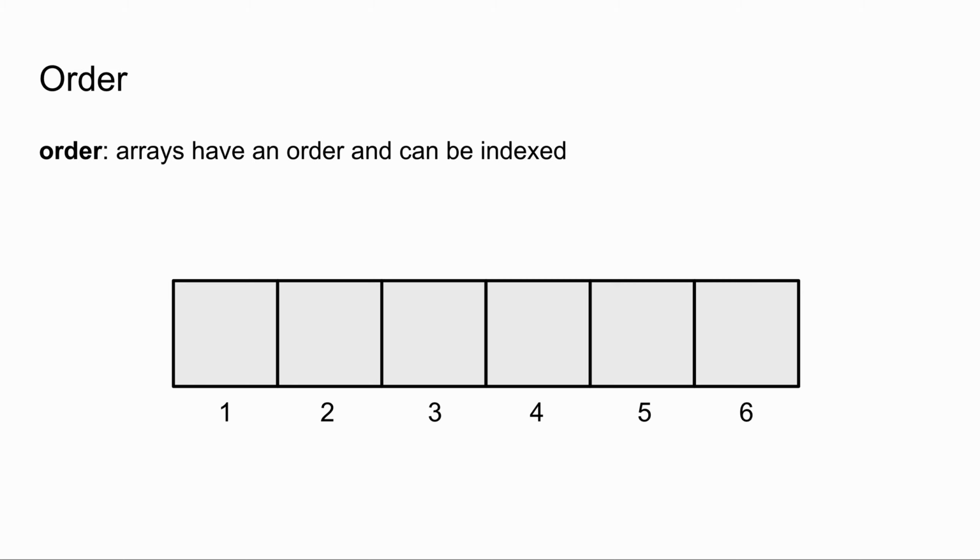Arrays have an order and can be indexed. Here, I've labeled our array diagram with indices. Some programming languages have array indices that start at 1, but most programming languages are 0 indexed, which means that counting starts at 0 instead of 1, and that goes for array indices as well. I've updated our array diagram to reflect this, and I will be using 0 indexed arrays from this point on.